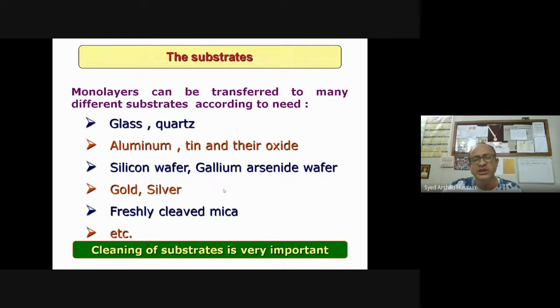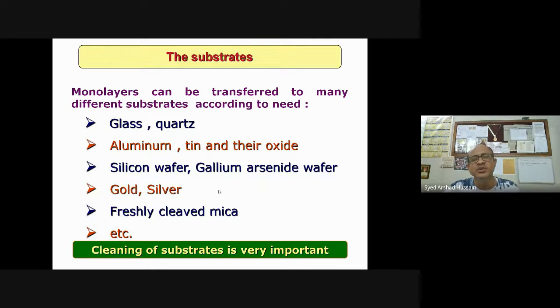For example, if you want to study visible spectroscopy, you can transfer onto a simple glass. If you want to study UV properties or UV spectroscopy, you have to transfer onto quartz, because glass disturbs the UV. Similarly, if you want to study the electrical behavior, you have to use ITO, FTO, or some substrate which has conductivity, because you want to use it as an electrode.